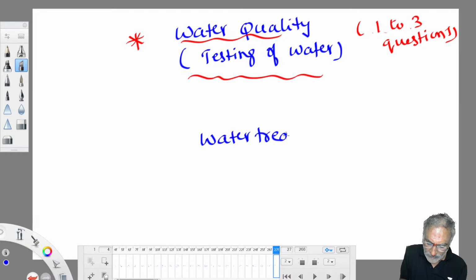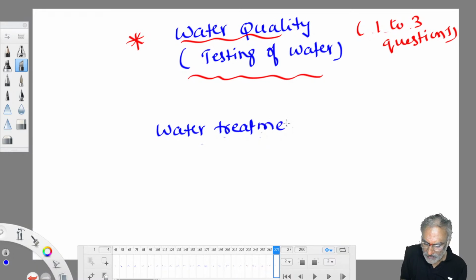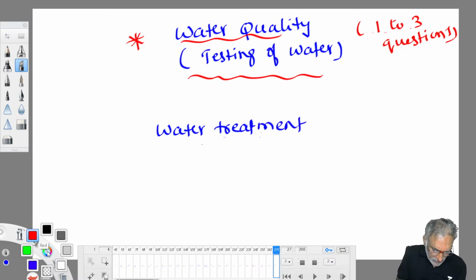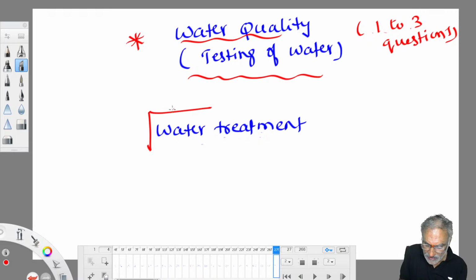Of course, water treatment is very, very important for engineers especially. We have to design the treatment system. That is why engineers are required for municipal corporation. Water treatment. So this water is treated and supplied to the public.